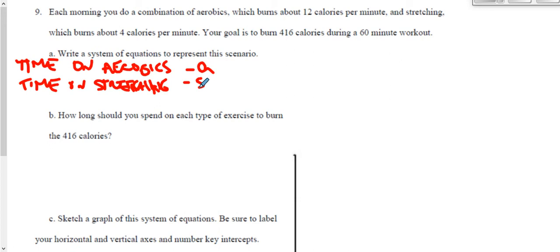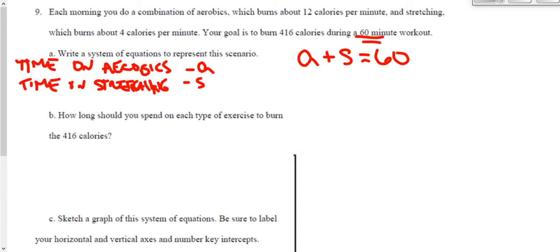Both of these letters represent time, so let's write an equation about time. If I have the time on aerobics and the time on stretching and I combine them, I should get the total time that I'm working out, which my problem tells me is the number 60. There's my most basic equation.